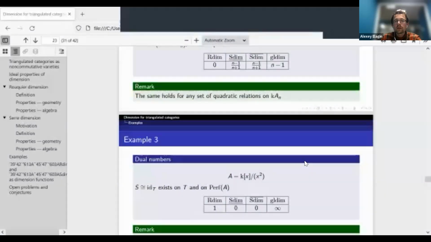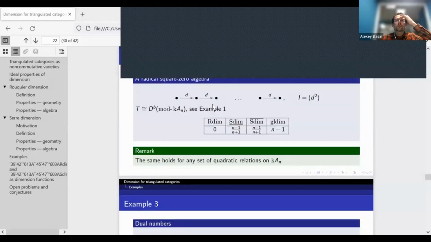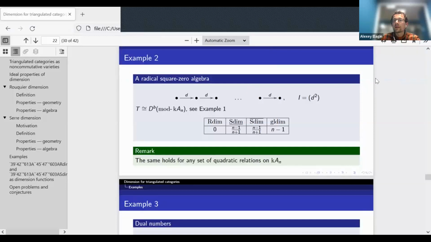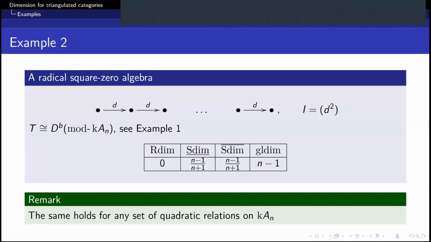Yes, actually, let me return to my presentation. So here it is. This is path algebra of quiver A_n with all possible relations, so any composition of arrows is 0. And this algebra is derived equivalent to the same quiver, but without relations. So here global dimension is n-1, it's big. And if we have no relations, then it is 1.